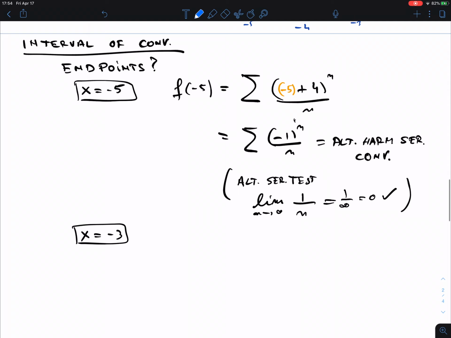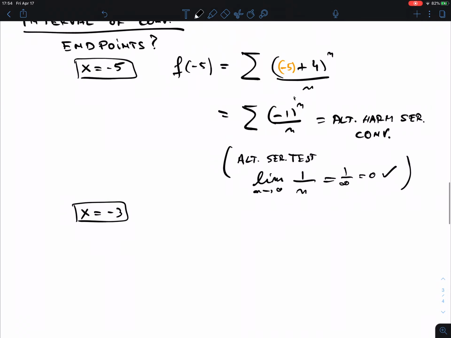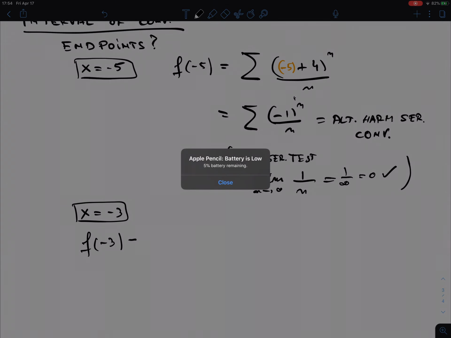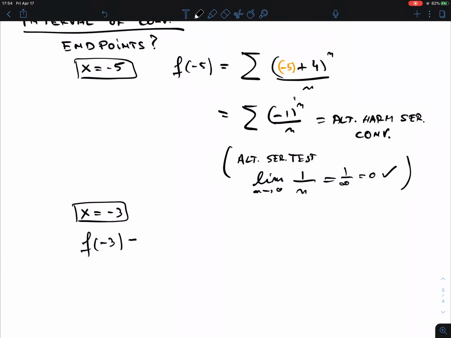What about x minus 3? Well, let's plug in. Now we do the same. What is f of negative 3? That is, oh, sorry guys, I'm gonna have to stop soon because my pencil is almost out, but okay.